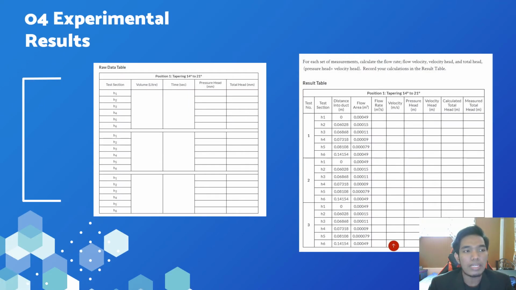Okay, with that in mind, next we are discussing the experimental results. This is the template for the results, where as we can see here, we have the data of time, pressure head, total head, flow rate, velocity, pressure head, velocity head, calculated total head, and measured total head.